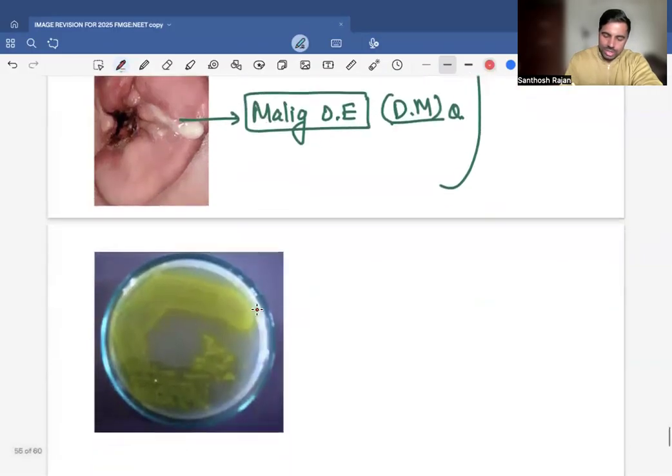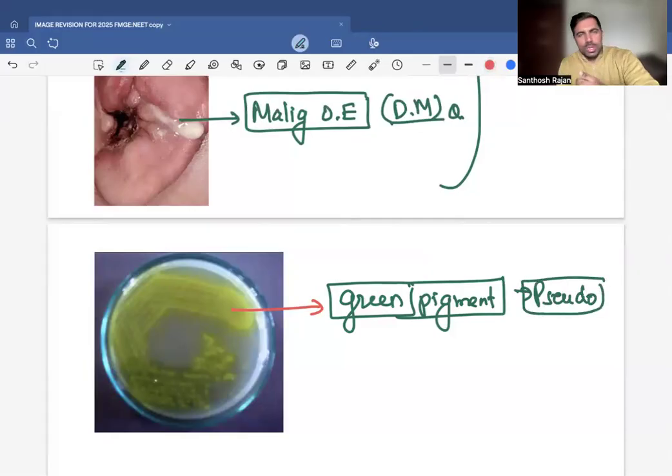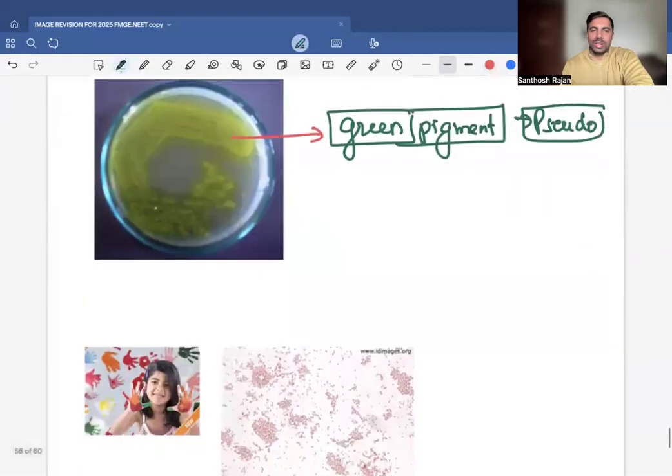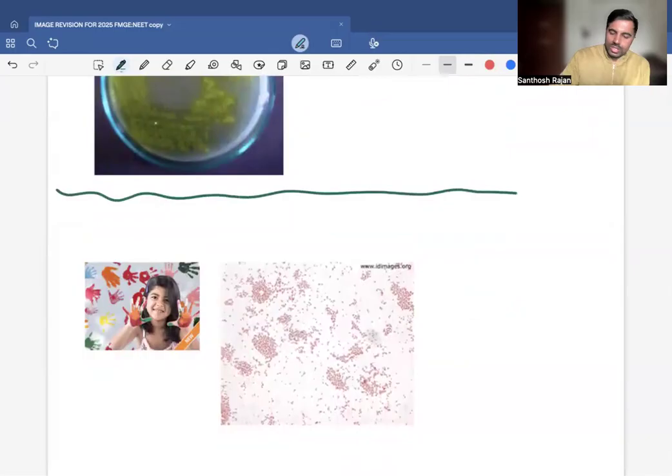So very, very easy. You get green color pigment in Pseudomonas only. Golden in Staph aureus. Red in Serratia. Green pigment in Pseudomonas. Also, burns, Shanghai fever, swimmers' ear, a lot of things come here, but these are now the important ones. Okay, yes, now we have very, very few things left. Yes, this is now Bordetella pertussis.